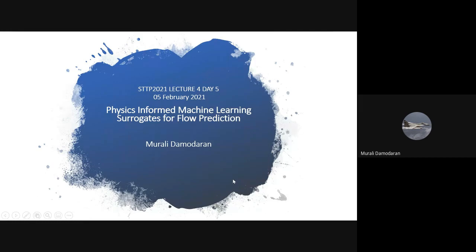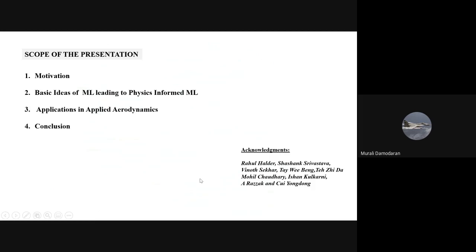Today's talk is on physics-informed machine learning surrogates for flow prediction. The scope of the presentation will be as follows. I will motivate why we are doing this during this period. I was never a fan of machine learning when I was a graduate student many years ago. Basic ideas of machine learning leading to physics-informed machine learning, that is what motivated me.